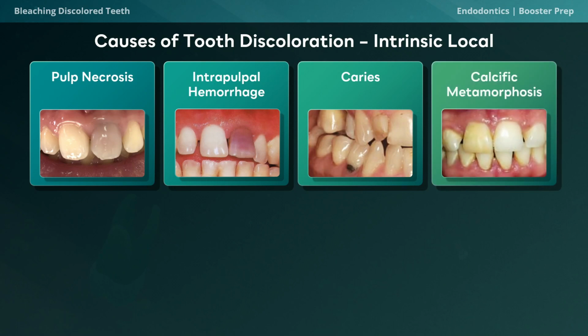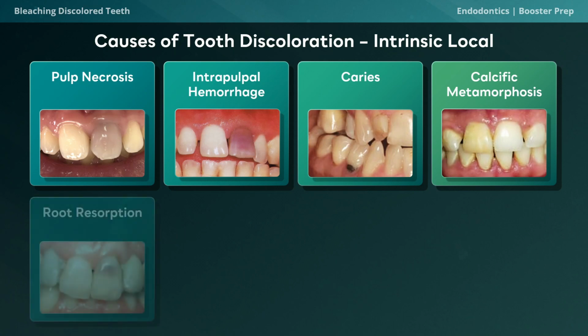We can also have calcific metamorphosis. This is the third time I've now mentioned this condition, so I expect all of you guys to know exactly what it is. But it essentially is a yellow tooth due to the formation of tertiary dentin, sort of like a tooth's response to injury by building a protective layer. Root resorption is another factor which we also discuss at great lengths in this video series.